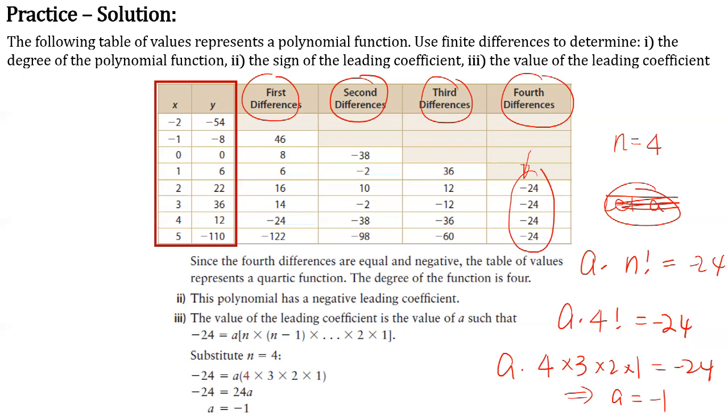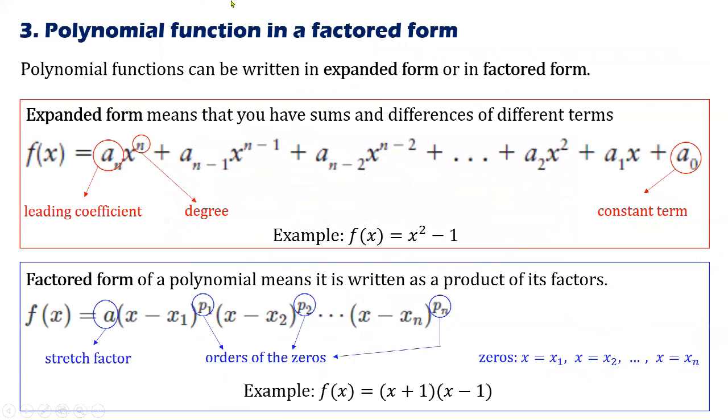Okay, so next let's have a look at polynomial functions in factored form. Polynomial functions can be written in expanded form or in factored form. Here I made two tables to compare these two forms. The first table here is the expanded form. Expanded form means that you have sums and differences of different terms. Each of these is called a term.